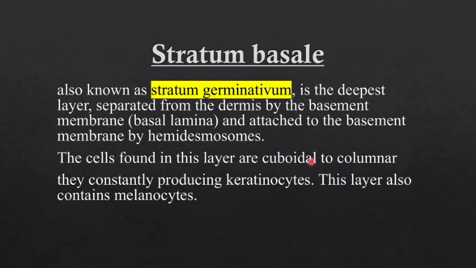They are constantly producing keratinocytes. This layer also contains melanocytes. Melanocytes contain a pigment called melanin, and keratinocytes contain keratin. They are present in our skin, and they give the color, the pigmentation, to the skin tone.